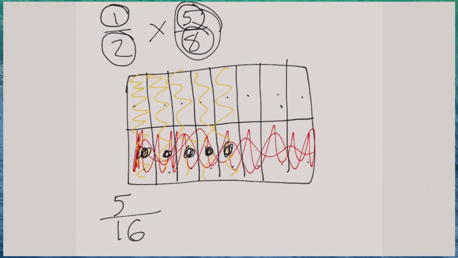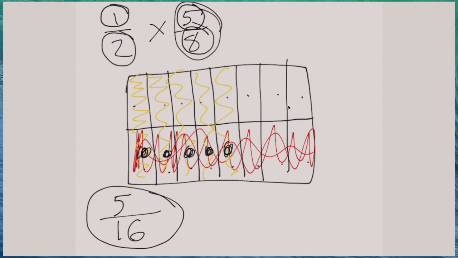I check to see if I can simplify this fraction. 5 is prime, meaning only 1 and 5 are factors of it. Now, 1 and 5 are not. The only factor that is a factor for 16 is 1. 1 won't make anything any smaller, so we have our simplest form, and we have our answer, 5/16.